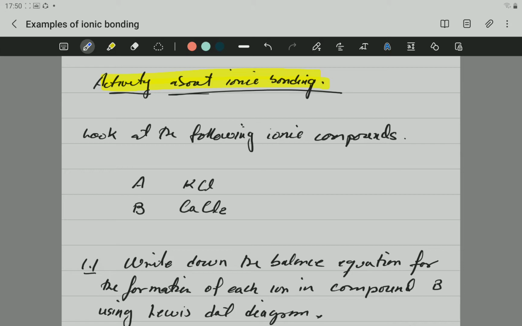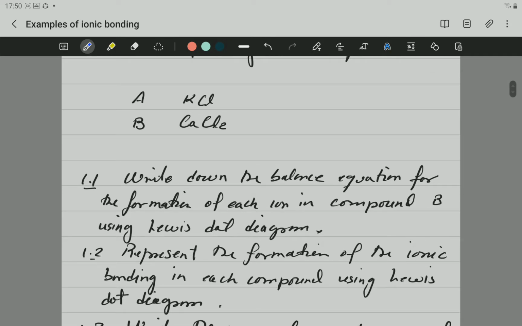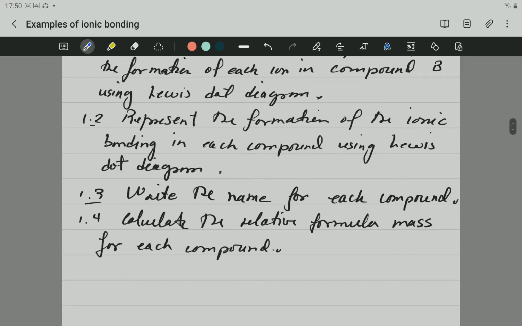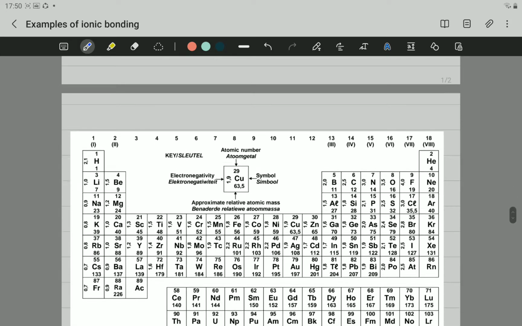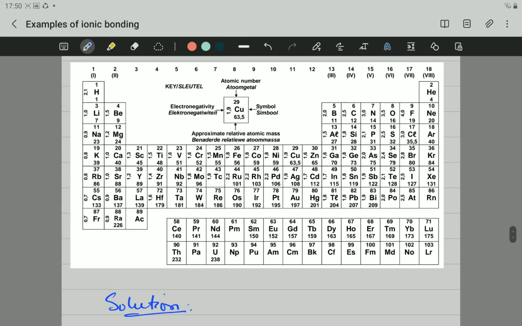The first question says, write down the valence equation for the formation of each ion in compound B using Lewis dot diagram. 1.2, represent the formation of the ionic bonding in each compound using Lewis dot diagram. 1.3, write the name of each compound, and 1.4, calculate the relative formula mass for each compound. We have the two compounds there, and here at the bottom we have the periodic table. It is very important.